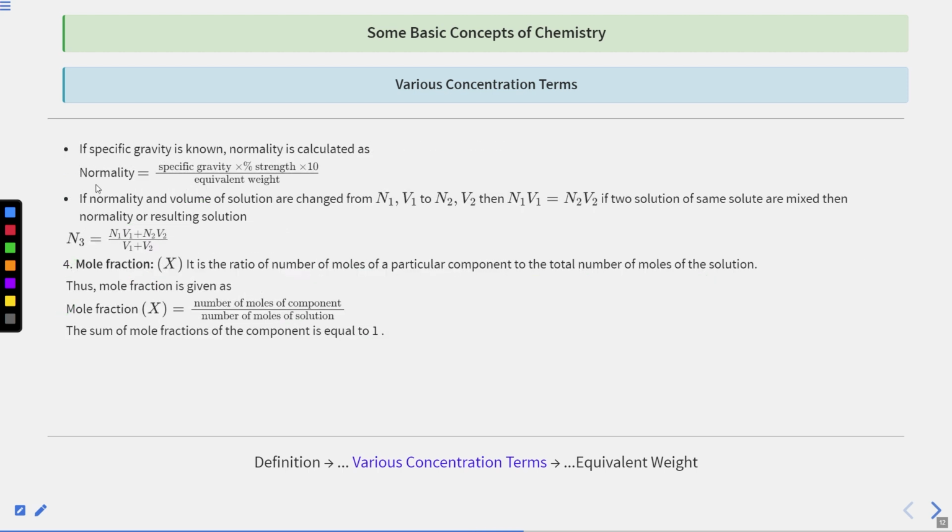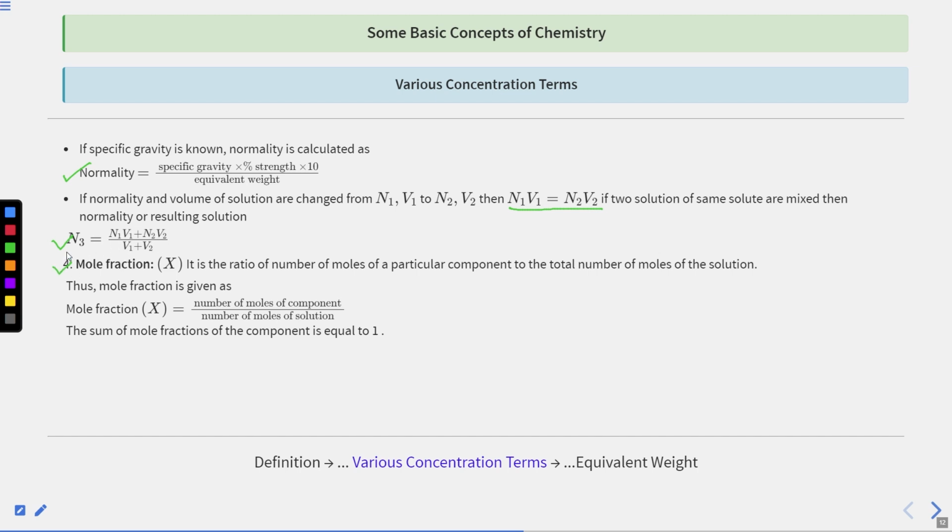Okay, moving on. If specific gravity is given, then the normality formula will change to specific gravity multiplied by percentage strength multiplied by 10, divided by equivalent weight. This will be the formula of normality if the specific gravity is given. If normality and volume of solution are changed from N1V1 to N2V2, then N1V1 will be equal to N2V2. If two solutions of the same solute are mixed, then the normality of the resulting solution N3 will be equal to N1V1 plus N2V2 divided by the sum of volumes of both solutions.